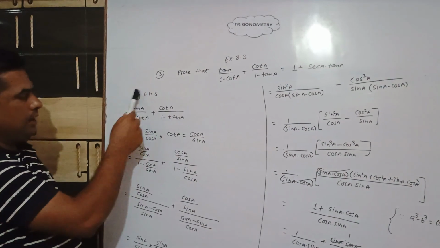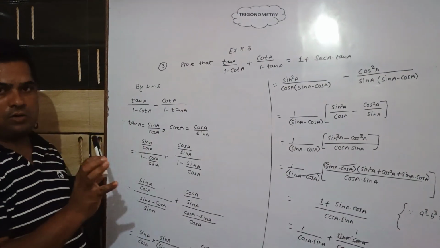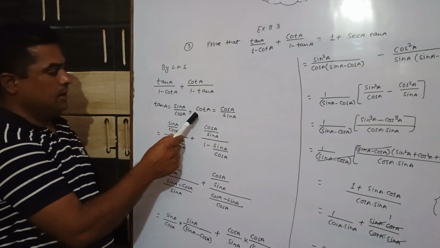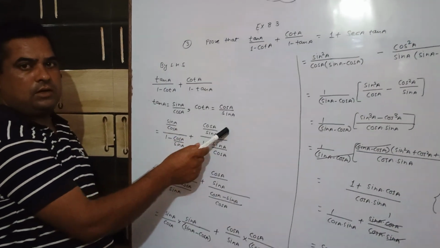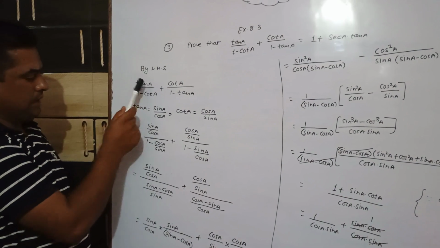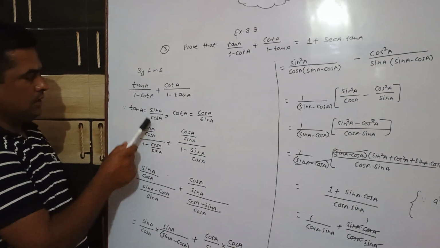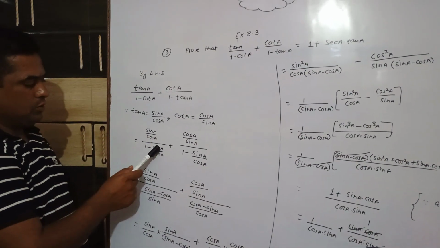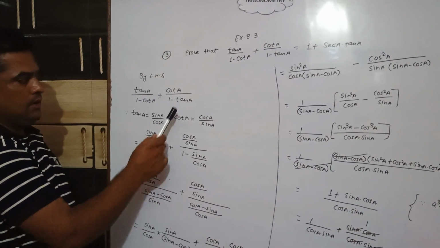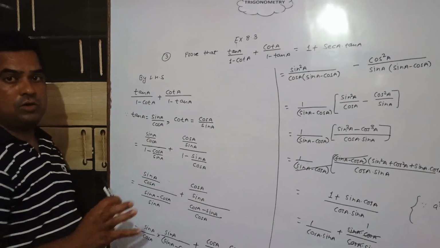We will break all the terms in sin and cos. We know the formula: tan A is sin A upon cos A, and cot A is cos A upon sin A. So we will put the value of tan A and cot A. In the place of tan, we will put sin A upon cos A. In the place of cot, we will put cos A upon sin A.